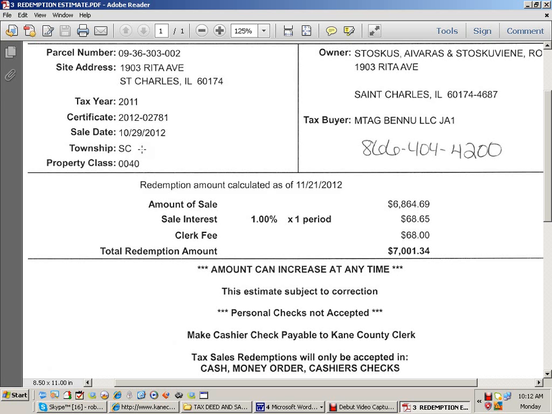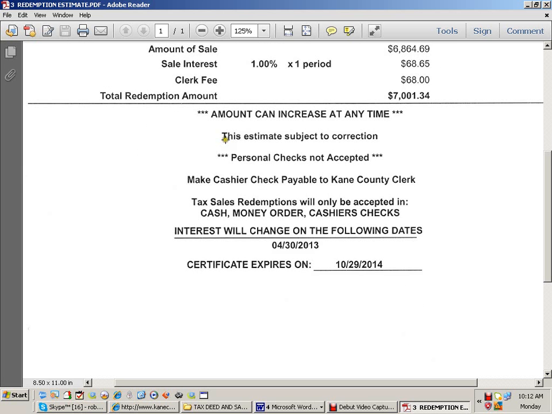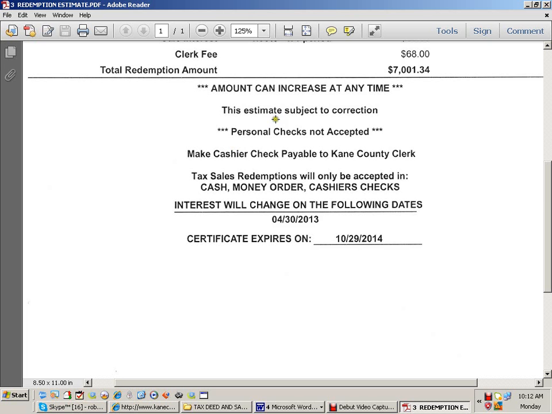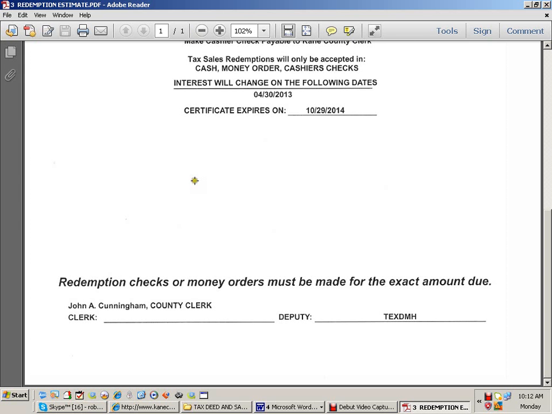Okay. And on the bottom, redemption checks or money orders must be made for the exact amount due. And this is county clerk, deputy, and some kind of tax DMH. Clerk, deputy, yeah. What is that? Tax DMH.